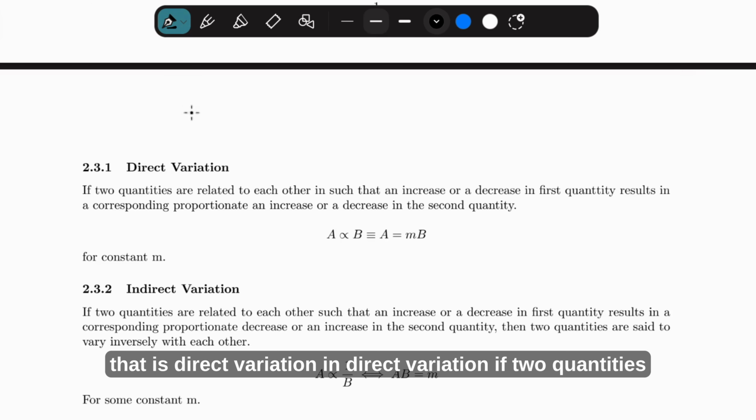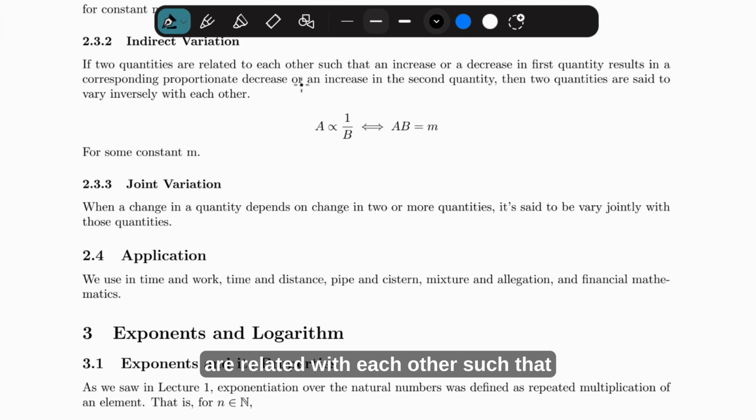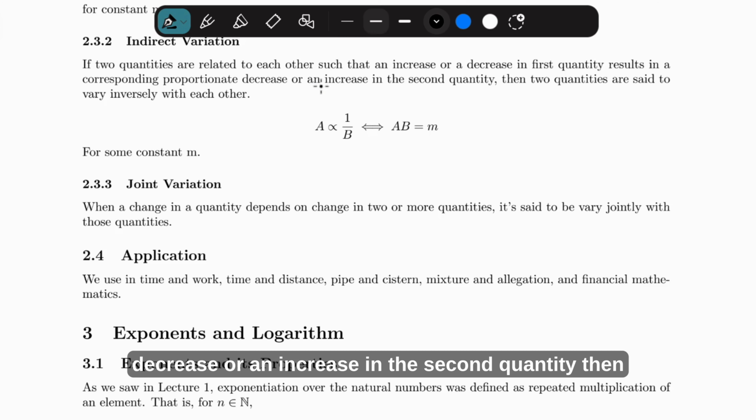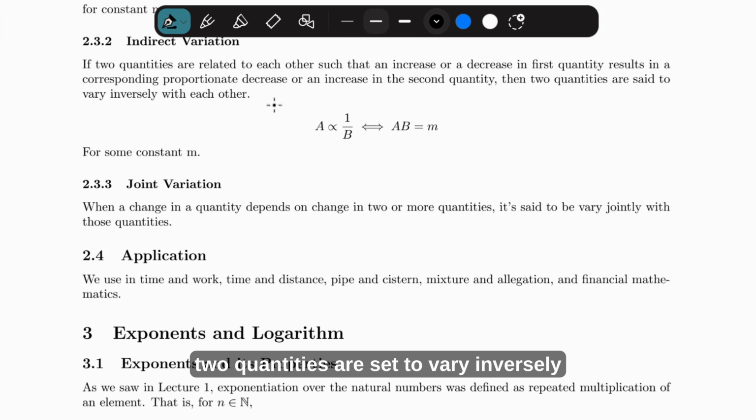In inverse variation, if two quantities are related such that an increase or decrease in the first quantity results in a corresponding proportionate decrease or increase in the second quantity, then the two quantities are said to vary inversely with each other. A is proportional to 1 by B. That simply means A is equal to m times 1 by B for some constant m, and we can write AB is equal to m.